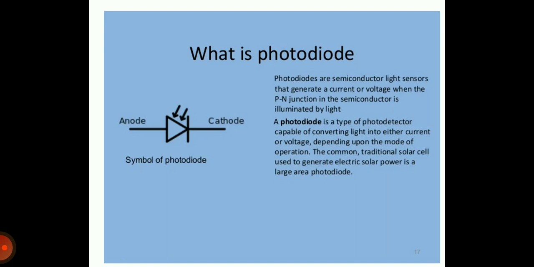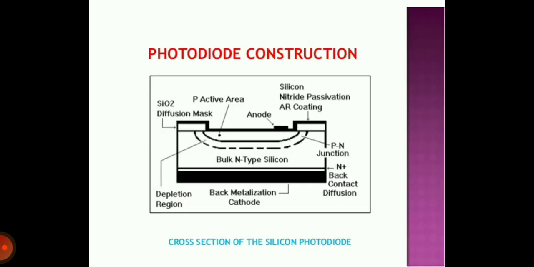Then introduction, that is, what is a photodiode. A photodiode is a semiconductor light sensor that generates current or voltage when the PN junction of the semiconductor is illuminated by light. A photodiode is a type of photodetector capable of converting light into either current or voltage, depending upon the mode of operation. The common traditional solar cell used to generate electric solar power is a large area photodiode. Means in a solar cell, the photodiode is used to detect the light and convert it into proportional current or voltage, which is stored in the form of batteries.